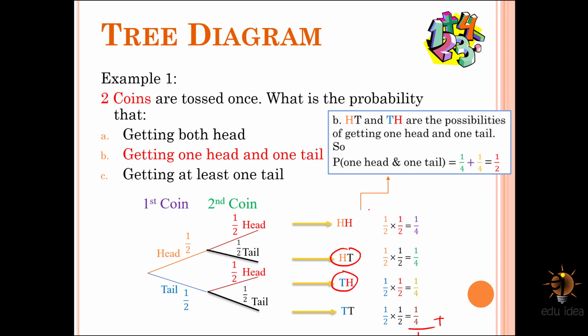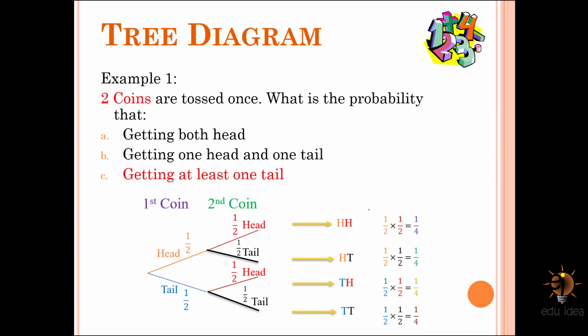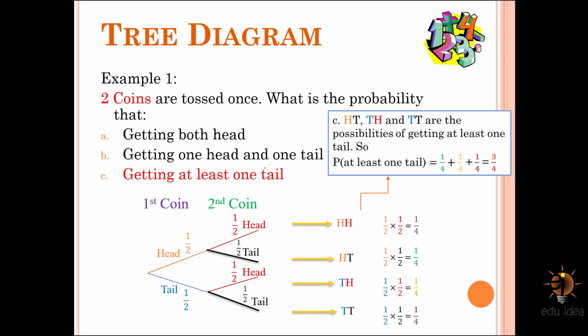Last one is getting at least one tail. At least one tail means you can have one tail or two tails. So at least one tail can be head tail, tail head, or tail tail. You cannot have this one because it doesn't have any tail, it's head head, so this is not included. So you add these three numbers: 1/4 plus 1/4 plus 1/4 equals 3/4. Okay, so this is how you use the tree diagram.